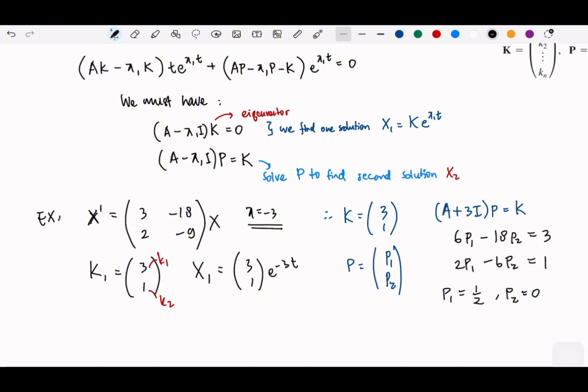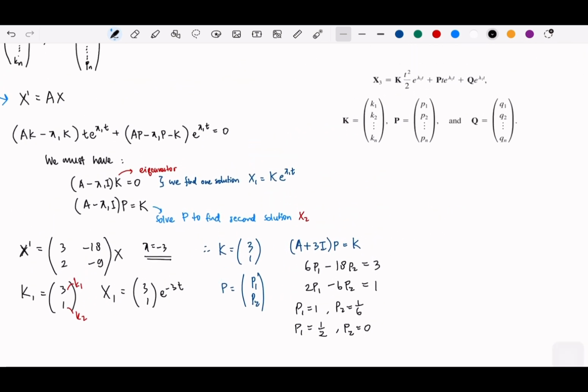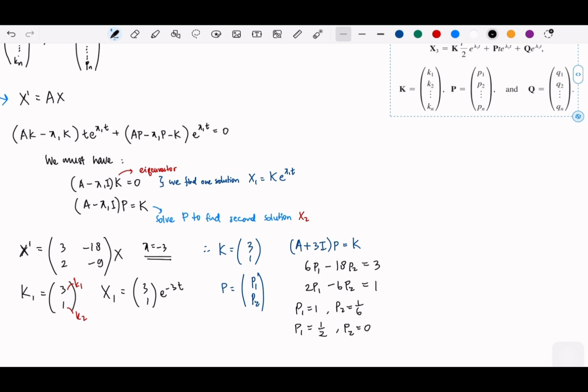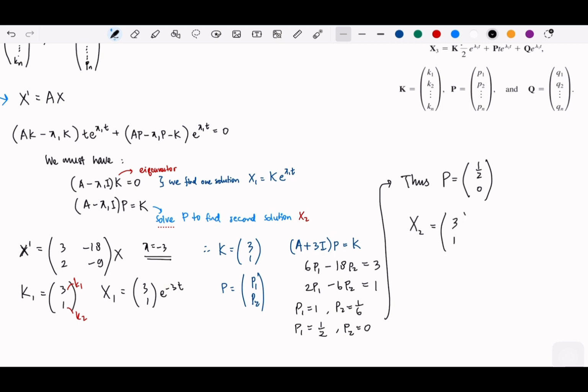There will be some other solution as well. For example, if we choose P1 equal 1, then P2 will be 1 over 6. But if you choose P1 equal 1 over 2, then P2 will be 0, so thus P is half, 0. This is to make it simplified. Then we can offer the second solution as 3, 1.